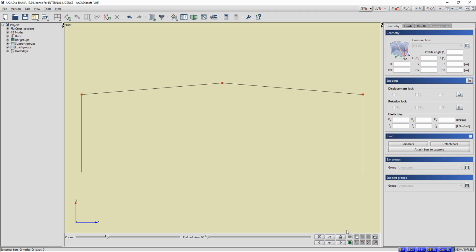Lock the bar drawing again by clicking the right mouse button. Enter values in the fields L equals 7, alpha equals 90, and press the Enter key. The mouse cursor should be at the moment of locking below the bar starting point.